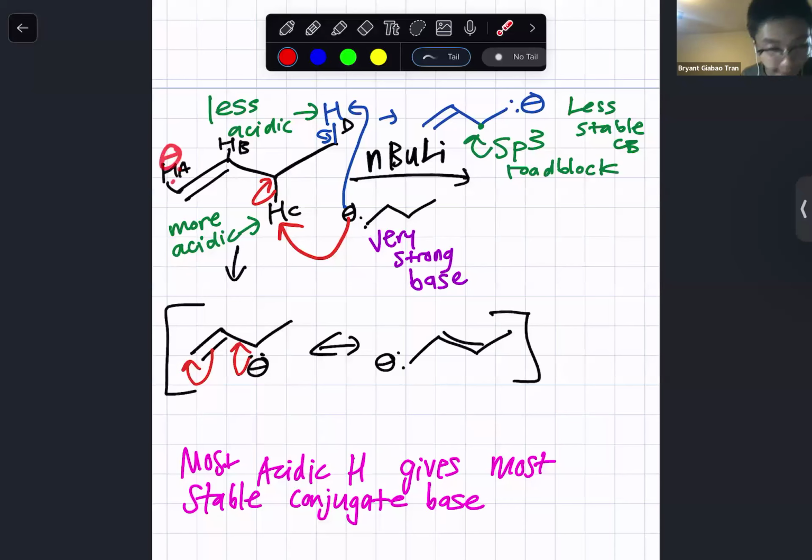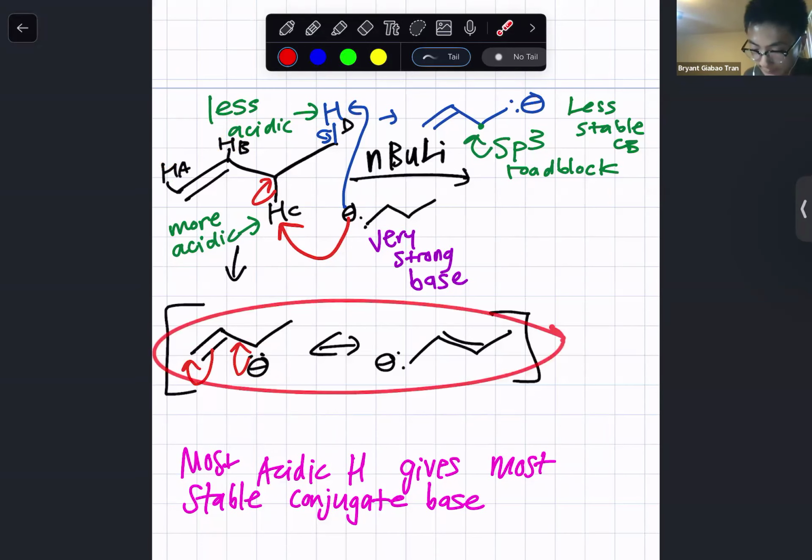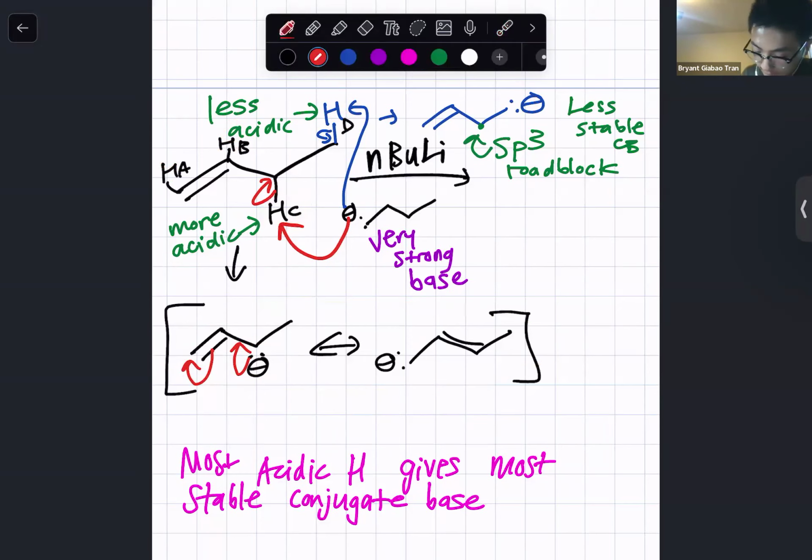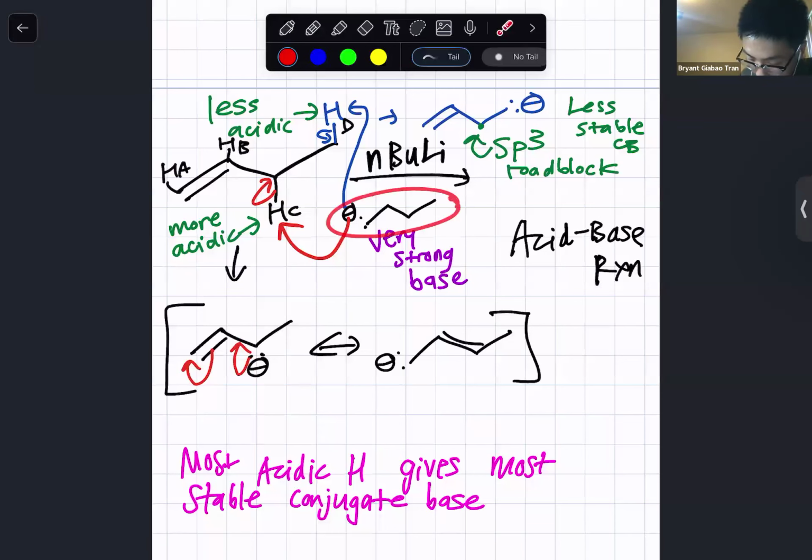If there was a negative charge here, that cannot do resonance. If there was a negative charge here, that cannot do resonance. If there was a negative charge here, which is this case, it cannot do resonance. The only thing that could do resonance is the negative charge here. That is allylic to this double bond here, meaning that it's one away from that double bond. And since it's allylic and can do resonance, that makes this conjugate base more stable, making this hydrogen the most acidic hydrogen here. So this reaction overall is just an acid-base reaction, where the n-BuLi is the base and the acid is that allylic hydrogen right there.